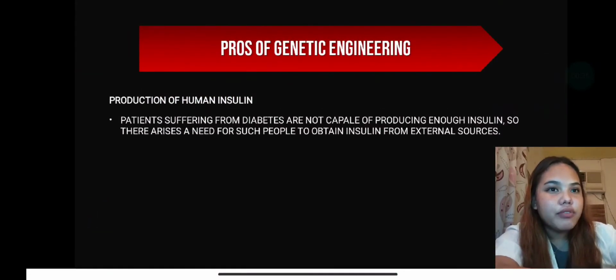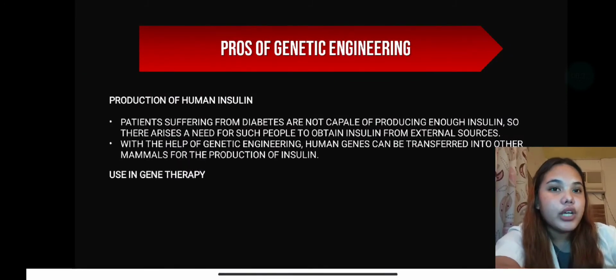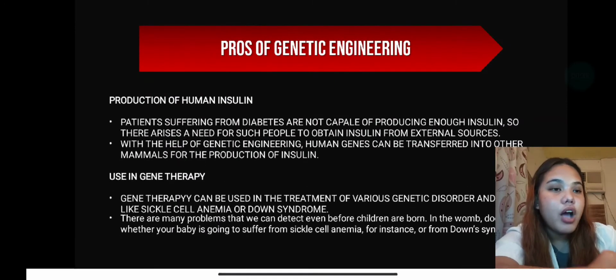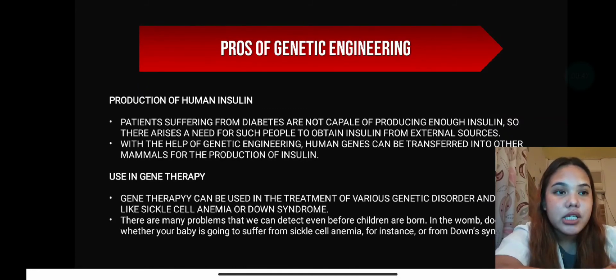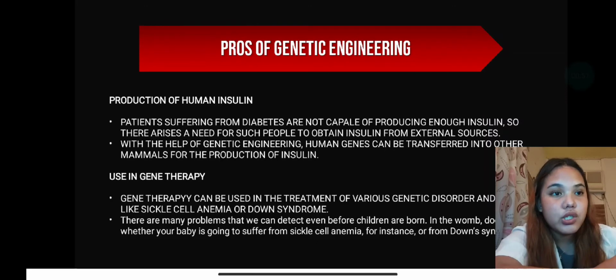The pros of genetic engineering. First, we have the production of human insulin. The patients who suffer from diabetes are not capable of producing enough insulin. So, there arises a need for such people to obtain insulin from external sources.